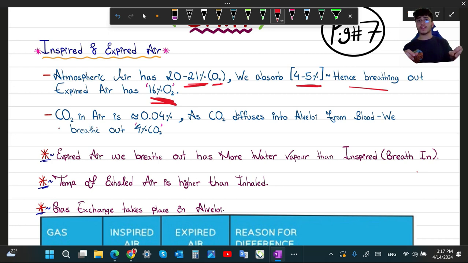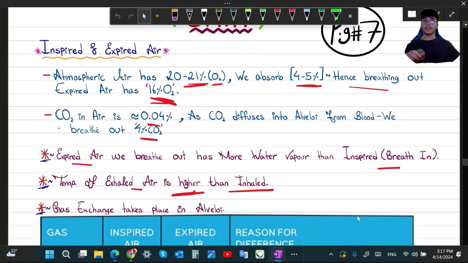Carbon dioxide in the air is approximately 0.04%. As carbon dioxide diffuses into our alveoli from the blood, we breathe out 4% carbon dioxide. So this is the amount of carbon dioxide that has taken gas exchange place in our alveoli, from 0.04 to 4%. The expired air we breathe out has more water vapor than the inspired air we breathe in. The temperature of exhaled air is always higher than inhaled air. Gas exchange takes place in the alveoli, we already know that.